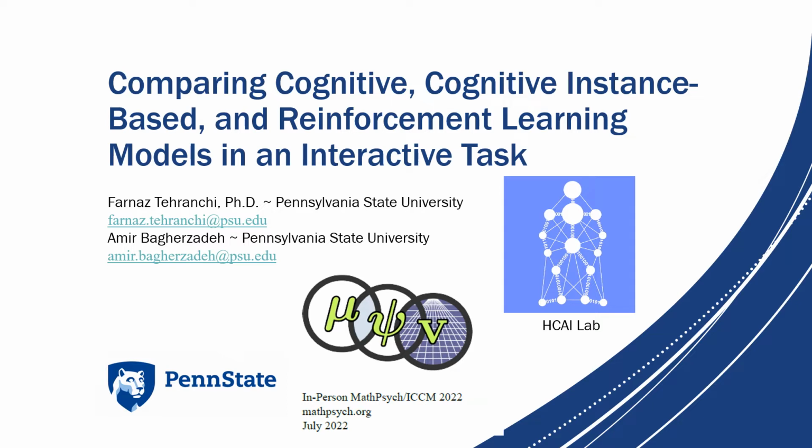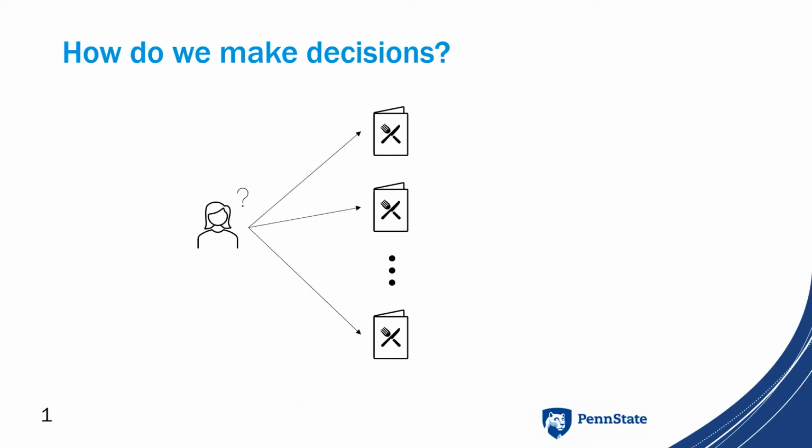Today I'm presenting comparing cognitive instance-based and reinforcement learning models in an interactive task. This work tries to answer fundamental questions of learning bias in cognitive models, like how decision-making strategies in different cognitive models vary and why. To elaborate more on that, let's assume we're facing a situation where we have a set of choices that we have to choose from. Each choice has a unique feedback, which we also call reward, which is unknown to the user.